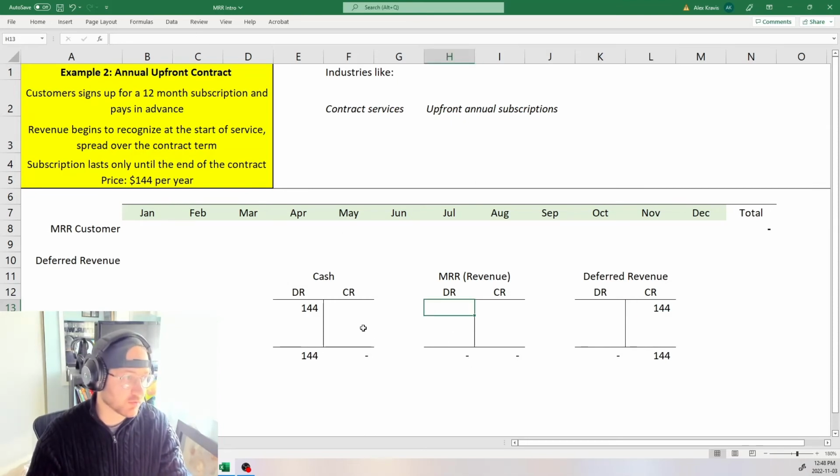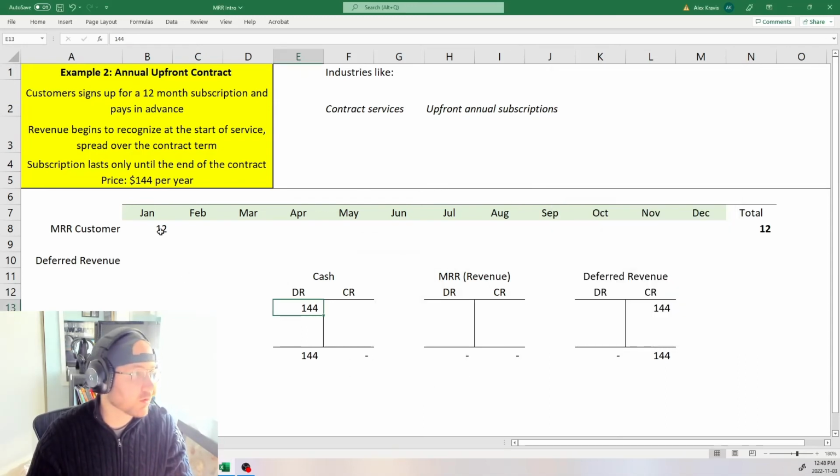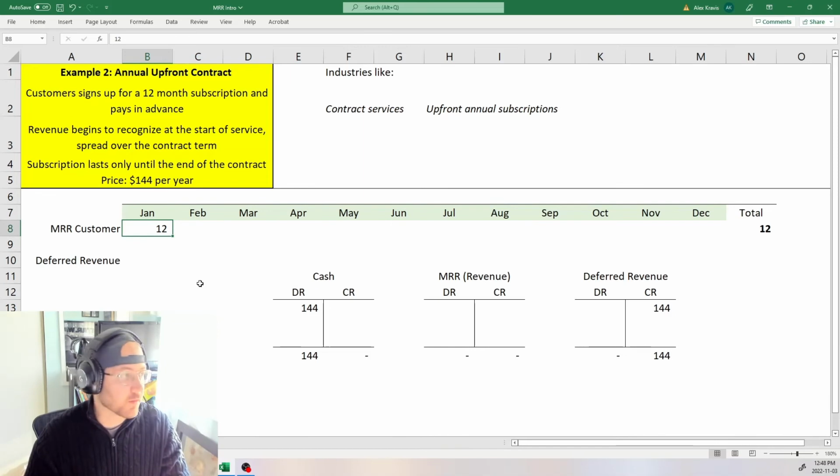Now part two to this is in the first month, we're at the end of the month here, we're going to be recognizing $12, right? Because this is 144 divided by 12. You can just see with the calculator here. We're going to go 144 divided by 12. So 1 month is $12 worth of revenue. So we're going to recognize $12 in the first month.